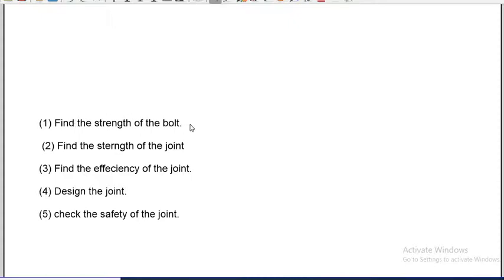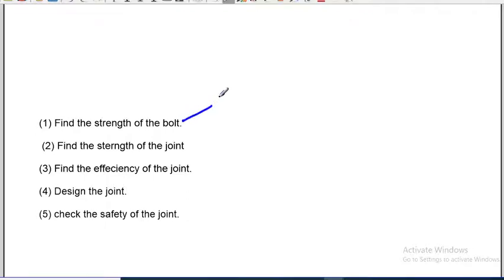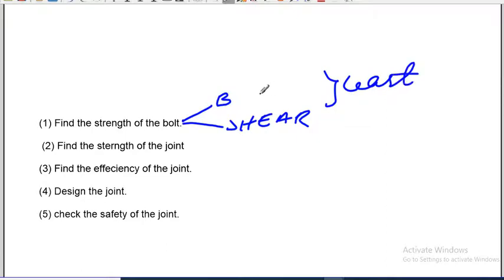Finding the strength of the bolt, as you know very well. When you have a direct load, you will have only bearing as well as shear. So when you are asked to find the strength of the bolt, find the bearing strength of the bolt, find the shear strength of the bolt, and take the least. That is what is going to be the strength of the bolt.